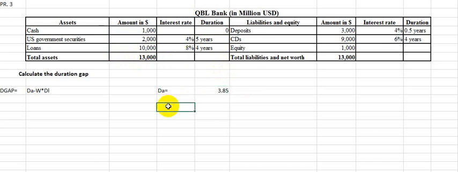Now the W is equal to total liabilities over total assets. Just total liabilities, not total liabilities and equity. Total liabilities are deposits and CDs. Equity is not part of liabilities. So it will be total liabilities, which is $3,000 in deposits and $9,000 in certificates of deposit, over total assets, which is $13,000. Now the W is 0.92.